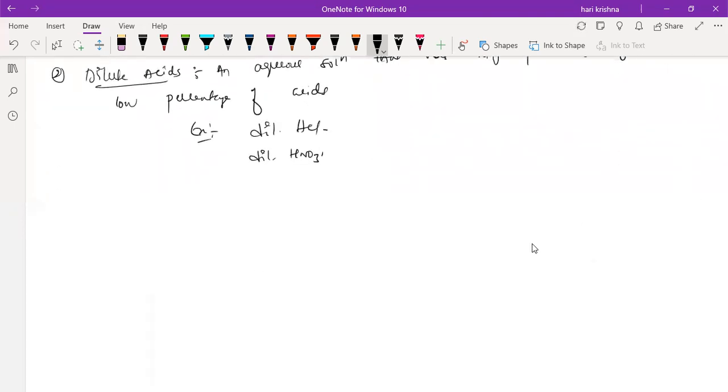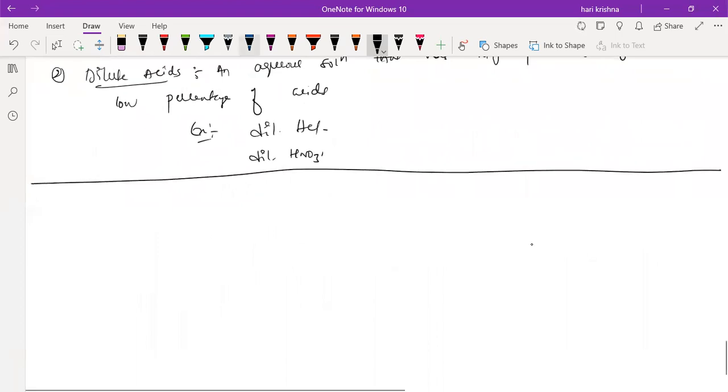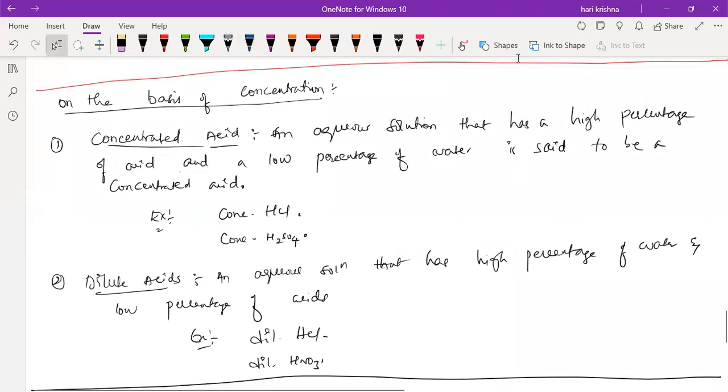Now we'll go for the base. Then what is the definition of base? This all is simple, don't worry. The main thing will start with the chemical properties of acids. What is the base definition? Sir, can you scroll up once? One minute, sir. Yukta, what is the definition of base?